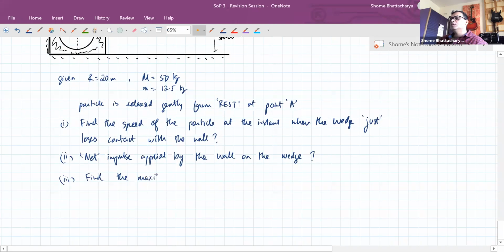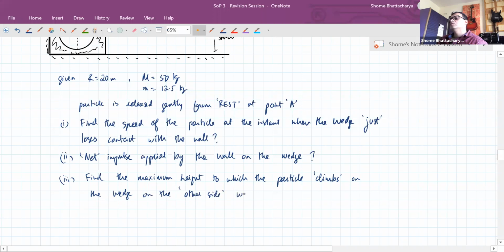the maximum height to which the particle climbs on the wedge on the other side with respect to the lowest point on the hemisphere or on the hemispherical surface. Okay. Take the value of g as 10 meters per second square.